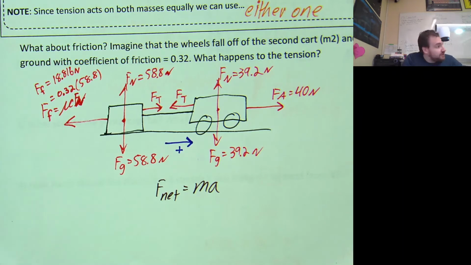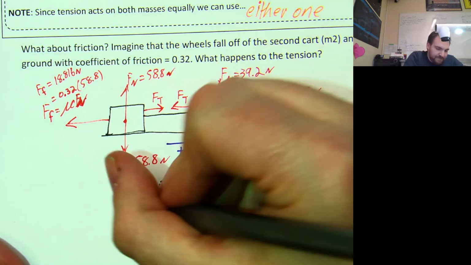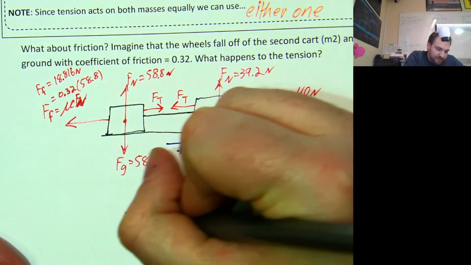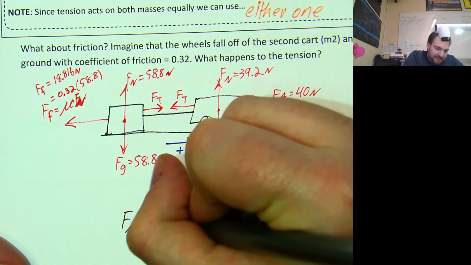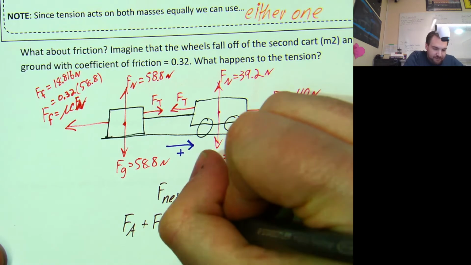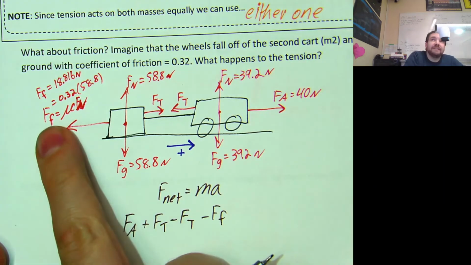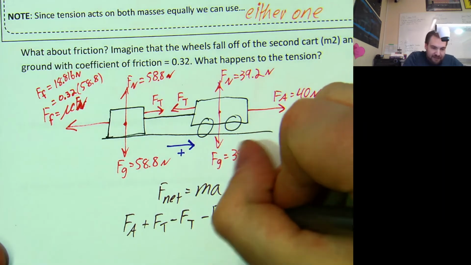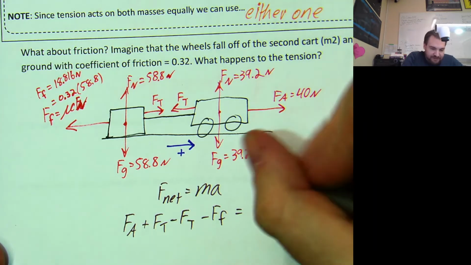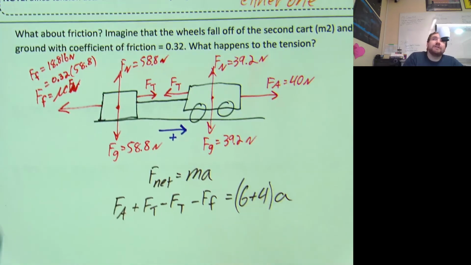Which ones of those are positive, Luis, and which ones are negative? Okay, Ft is positive and Fa is positive. So it's going to be Fa plus Ft, these two that are acting to the right, minus Ft acting to the left, minus force of friction, also acting to the left. Good. And that's going to equal the masses we had before, still 6 plus 4, times the acceleration we're looking for here.